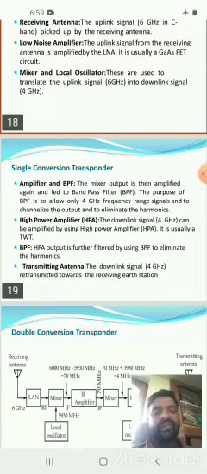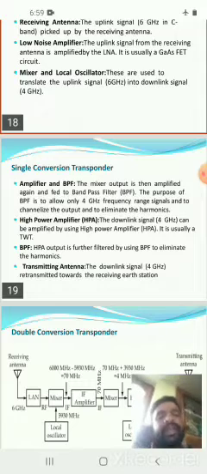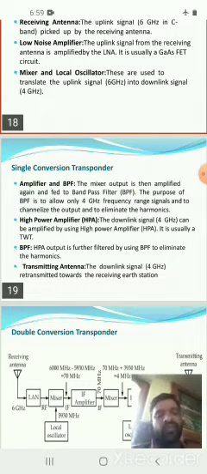Amplifiers and band pass filters. This mixer output is then amplified again and fed to a band pass filter. The purpose of the band pass filter is to allow only 4 GHz frequency range signals, channelizing the output and eliminating the harmonics. So in down conversion from 6 GHz to 4 GHz, any harmonics or unwanted signals are cut by the band pass filters.